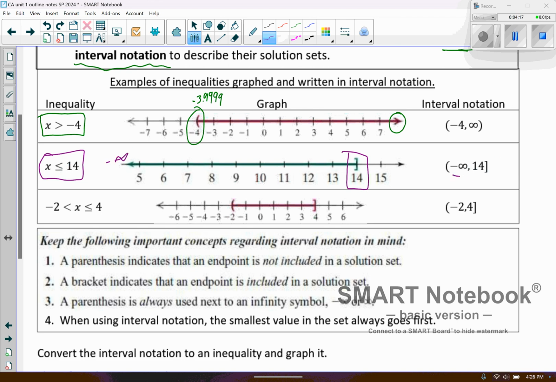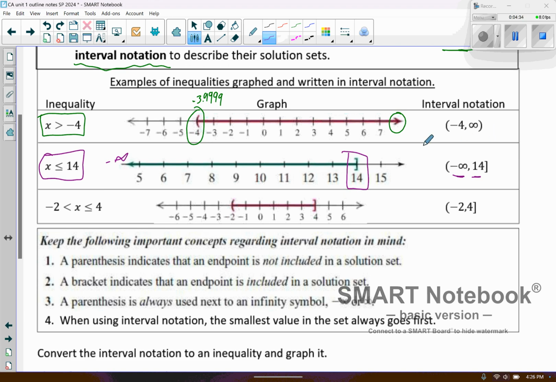And so that's why we have negative infinity right here. And then the largest value is positive 14, and we get to include it. So we use that bracket. And then once again, with infinity symbols, we never use the brackets. We always are going to use parentheses. So you want to be careful.